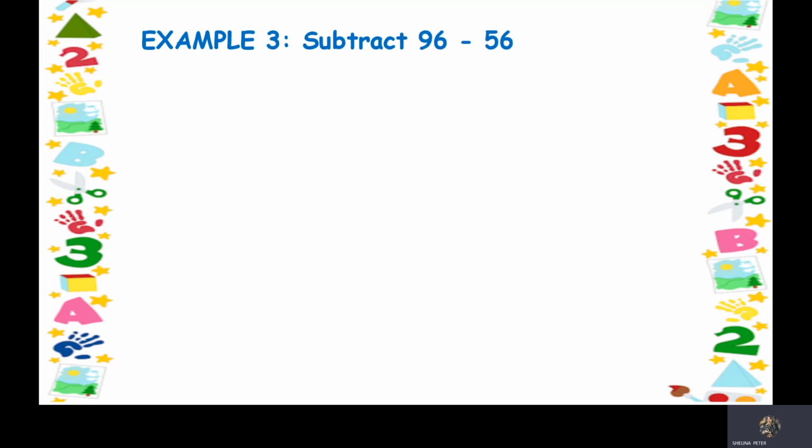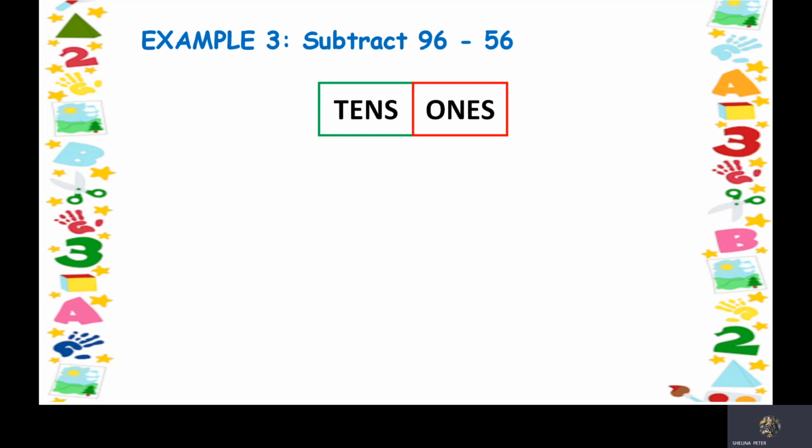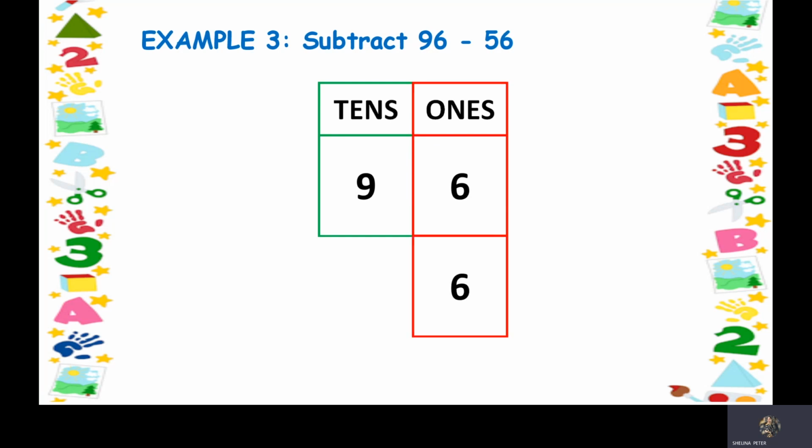Let us take one more example. So now here you have to subtract 96 and 56. What is the first step? Write down the place value, that is ones and tens. Then arrange the numbers. So as you can see, 96 is the bigger number, it will come on top. So we will write 6 in ones column, 9 in tens column. Then we have 56. So we'll write 6 in ones column and 5 in tens column.